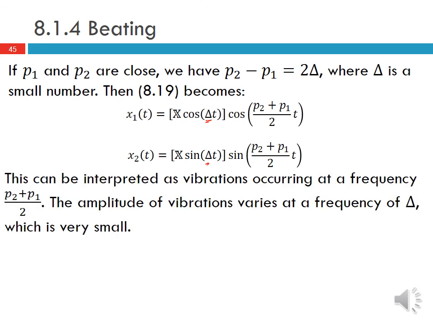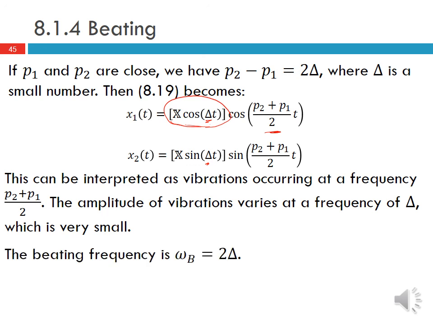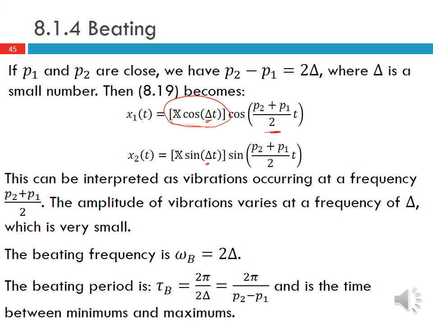This can be interpreted as vibrations occurring at a frequency of p2 plus p1 over 2, and the amplitude of the vibrations varies at a frequency of delta, which is very small. Essentially this is the amplitude of the vibrations at this frequency, and this amplitude varies with this very small frequency. And so the beating frequency is 2 times this small frequency, so 2 delta. And the beat period is 2 pi over 2 delta, or 2 pi over p2 minus p1, and is the time between the minimums and the maximums.